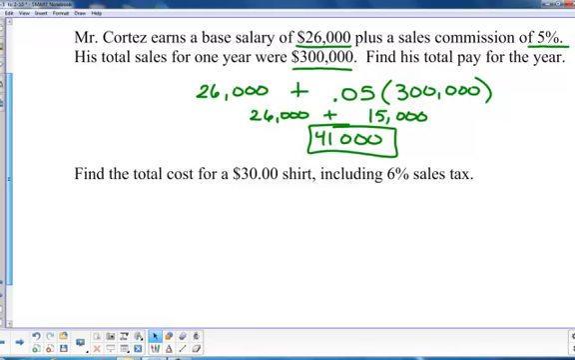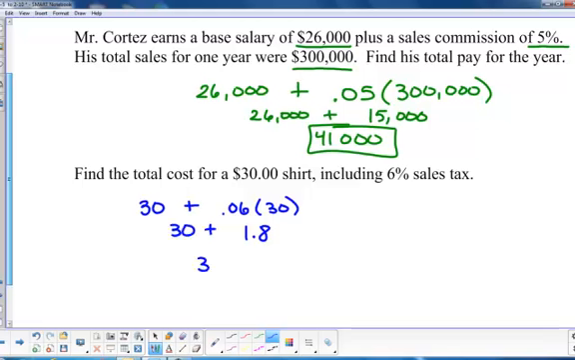All right, find the total cost for a $30 shirt, including the 6% sales tax. So when you go to the store and your shirt's $30, you have to pay the $30, and you also have to pay 6% of $30. So 6% of the $30 is $1.80. So $30 plus $1.80 is $31.80.